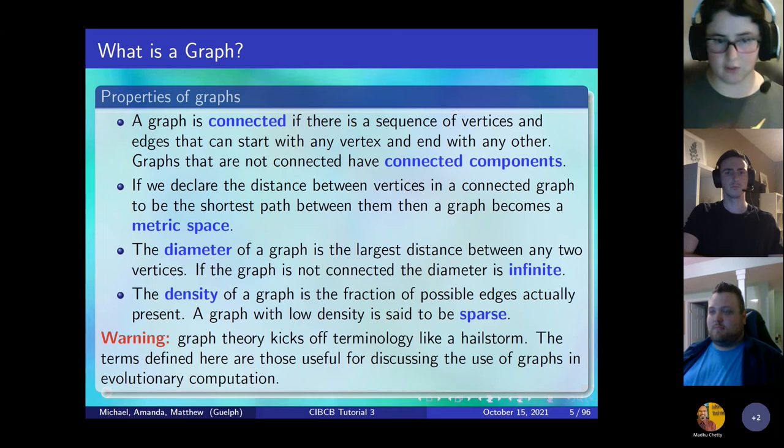The density of a graph is the fraction of the possible edges that are actually present. A graph with low density is said to be sparse. So these are just a bunch of terms that I'm unfortunately going to have to throw at you that are important in graph theory, and these are the ones that are going to be important for the work that we're going to be talking about.